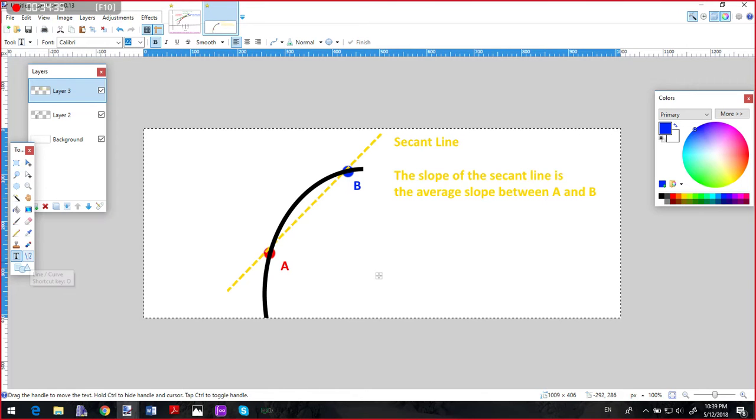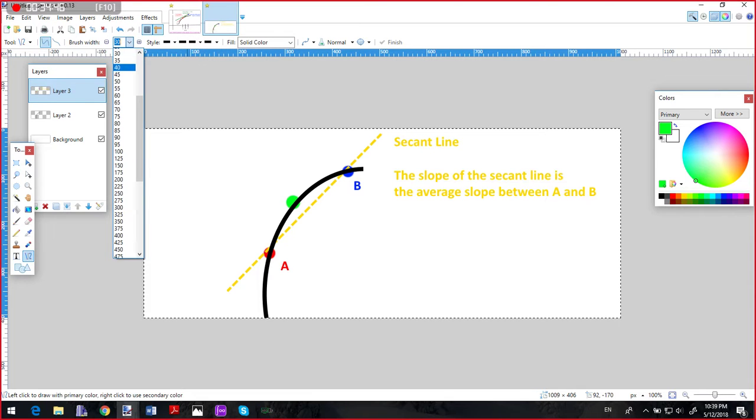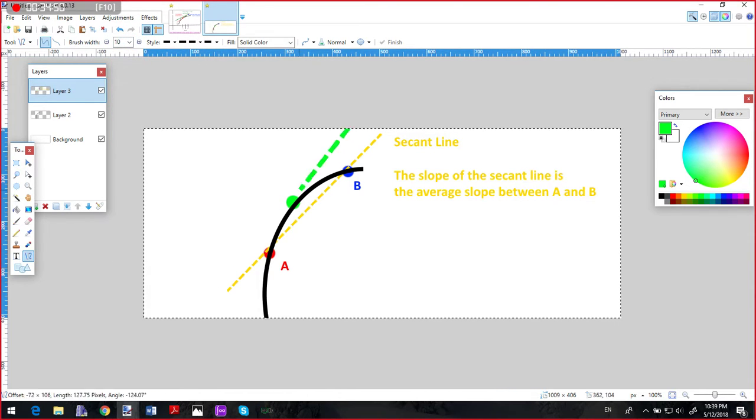Mean value theorem looks for some point C, which I'm going to mark in green, where the slope of the line that is tangent to the curve at that point, so the derivative, is equal to the slope of the secant line, which is going to look like this. So it's going to give us a parallel line.